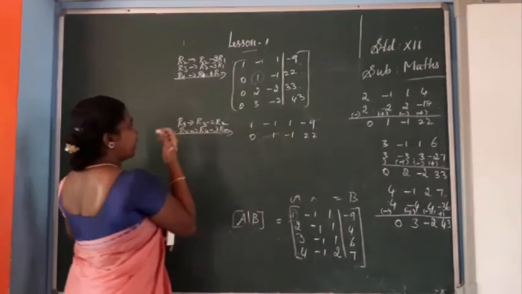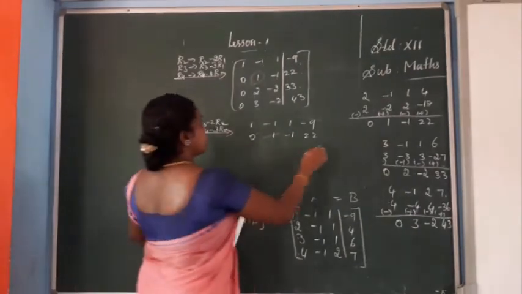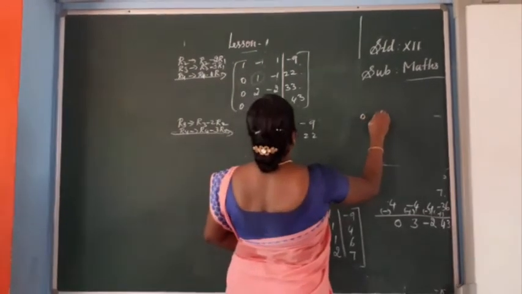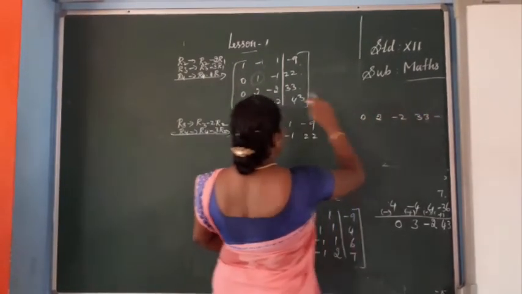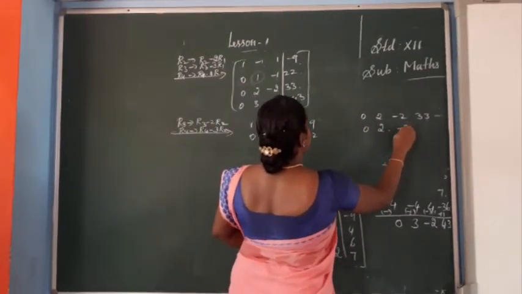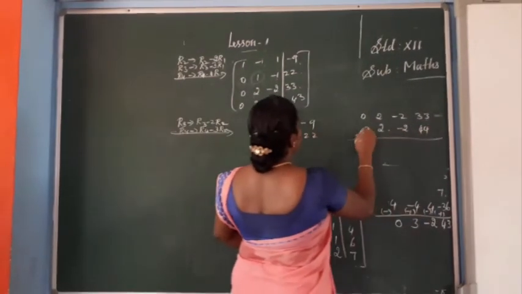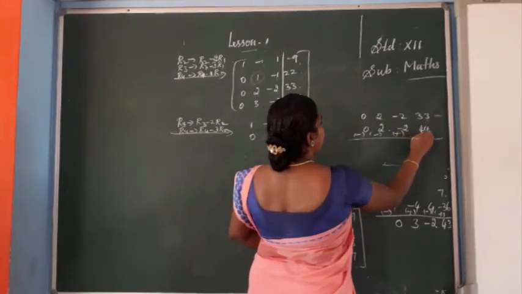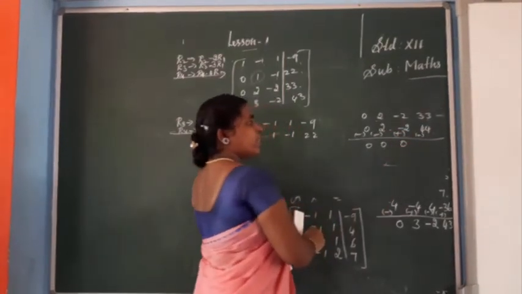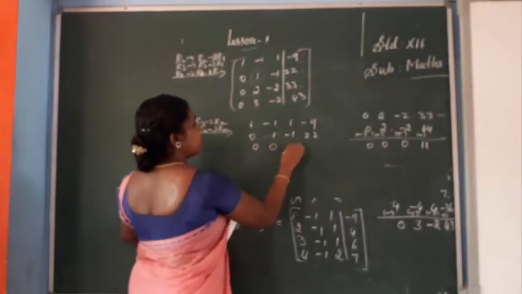Okay. Now you multiply R2 by 2 and try to subtract. So we can check first, in R2 what are the elements? R3 is 0, 2, minus 2, 33. R2 you multiply by 2. 0, 1 into 2 is 2, 1 into minus 1 is minus 2. Then 2 into 22 is 44. Okay. Then subtract: minus, minus, plus, minus. Okay, 0, 2 minus 2 is 0, minus 2 plus 2 is 0. 33 minus 44, that is 11. Okay. So 0, 0, 0, 11.